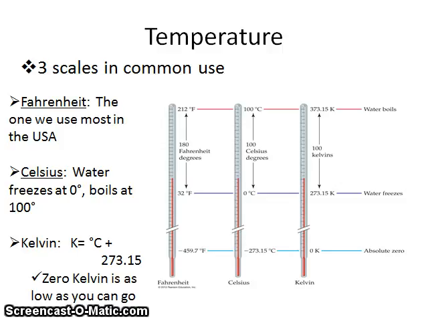Heat and temperature are related but are not the same thing. There are three temperature scales in common use. In the United States, we still use the Fahrenheit system, where water freezes at 32 degrees and boils at 212. In other parts of the world and in the lab, we generally use the Celsius scale, where water freezes at 0 degrees and boils at 100.